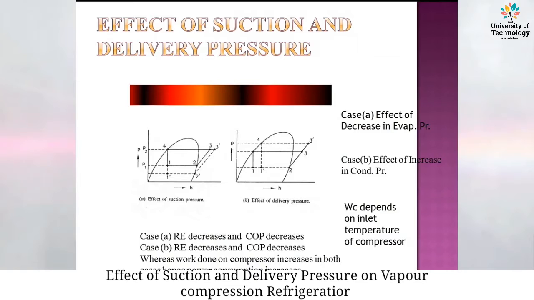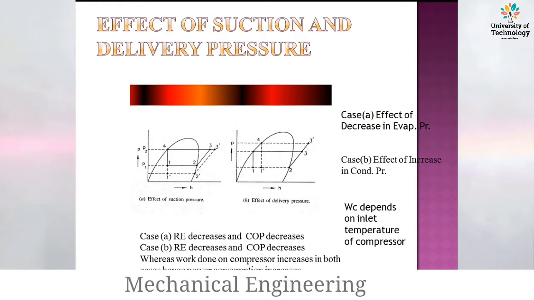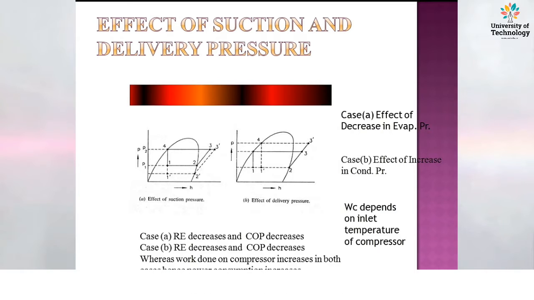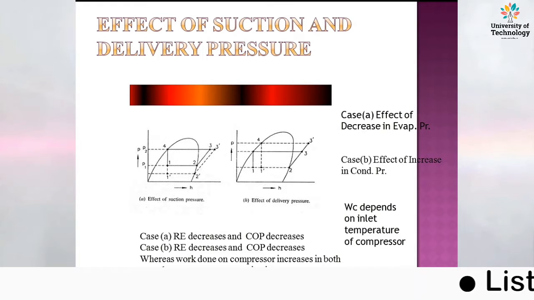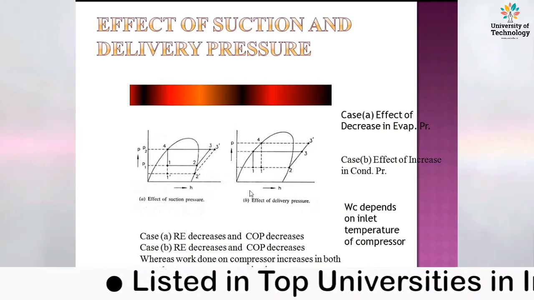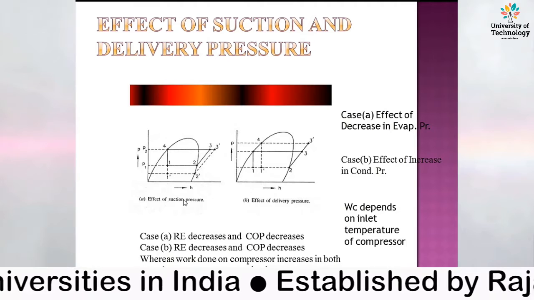Today we will discuss the effect of different parameters on the performance of a simple vapor compression cycle. What are the parameters? Effect of suction pressure, effect of delivery pressure, by superheating and by subcooling. First one, the effect of suction pressure, or effect of evaporator pressure.